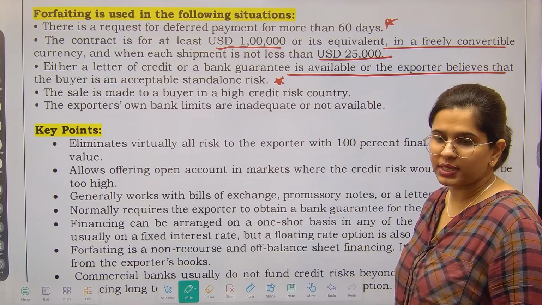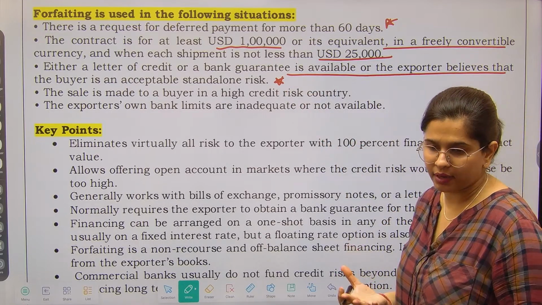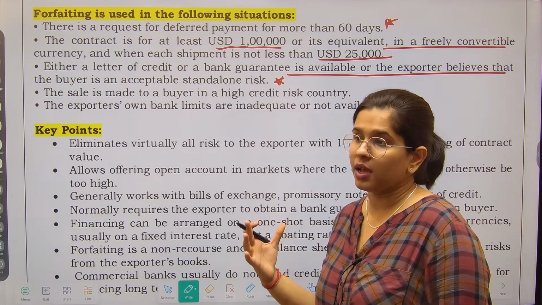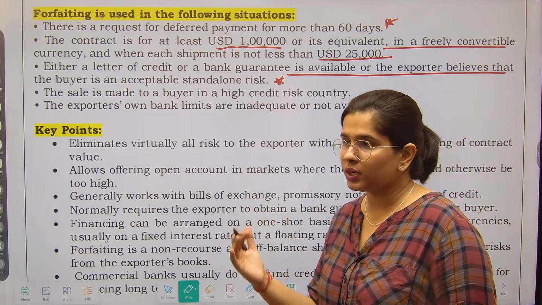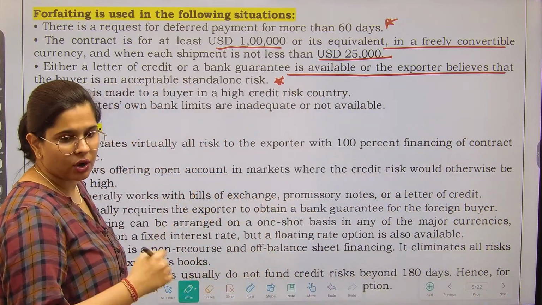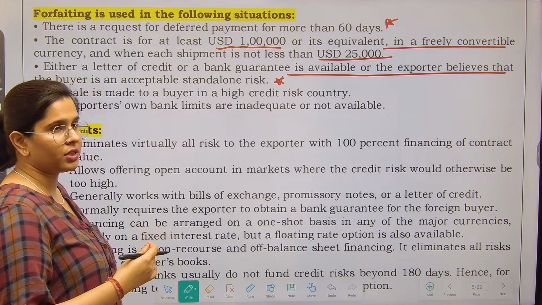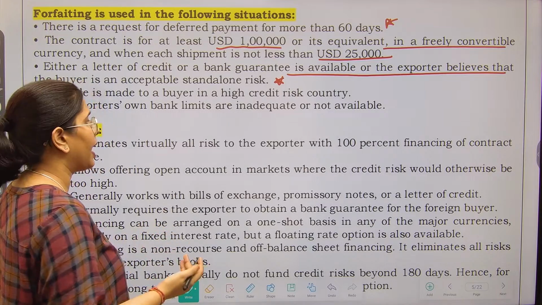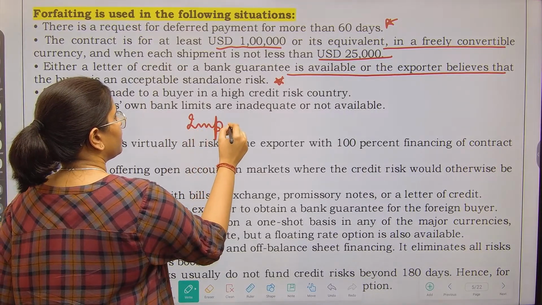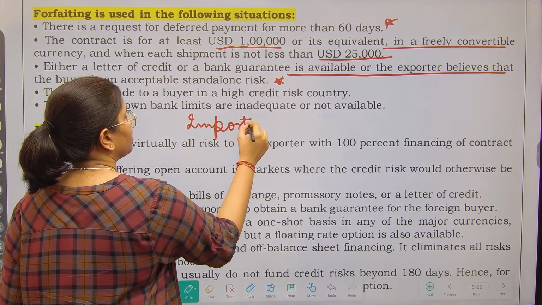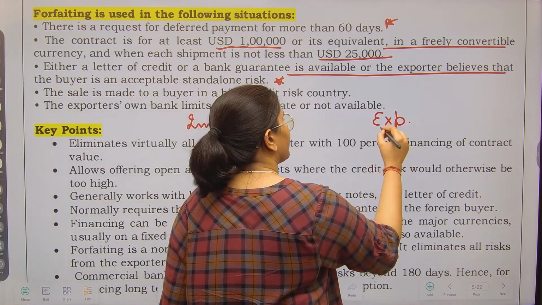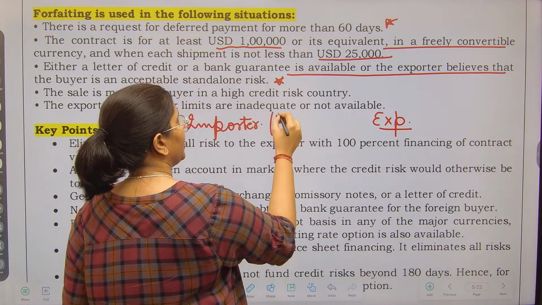See, I told you, this is the standalone feature over here. A letter of credit is available from the bank. Bank promises, the importer's bank. See, in case of international transactions or import-export transactions where the value involved is very high, what happens is there is an importer, and here is the exporter, and the bank will also be involved.